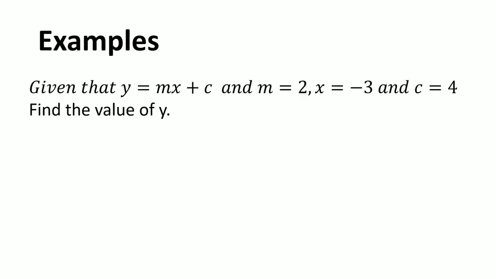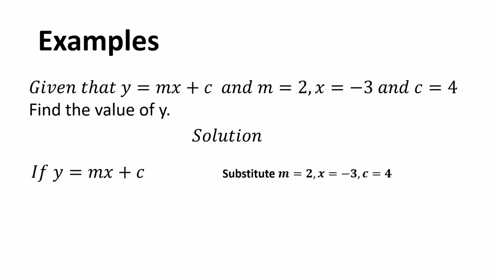Suppose you were given y equals mx plus c, and you were further given that m is equal to 2, x is equal to negative 3, and c equals 4. If you were required to find the value of y, then here is your solution. The first thing you will do is a substitution. You are going to substitute all the values that were given. You were given m equals 2, x equals negative 3, and c equals 4.